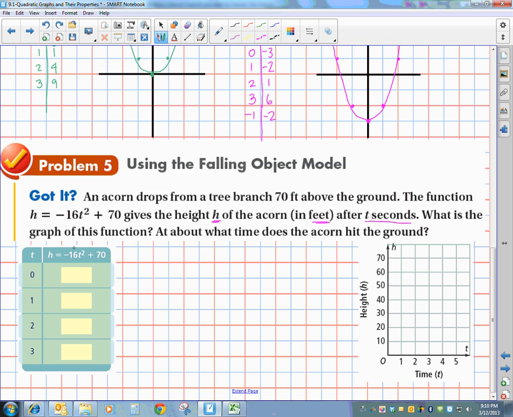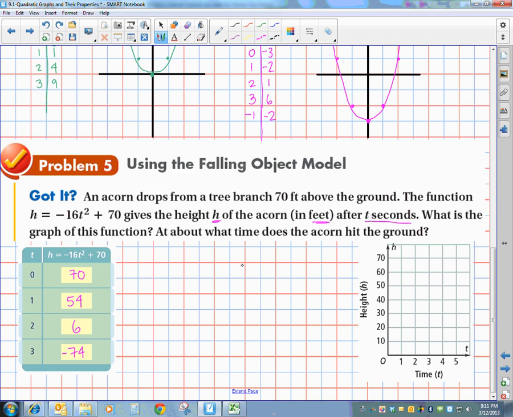When we plug in 0, my variable term is 0 plus 70, so I'm going to have 70. If you plug in 1, you're going to get 54. If you plug in 2, all I'm doing is 2 squared is 4. 4 times negative 16 is negative 64, and negative 64 plus 70. But I know y'all can put that in your calculator. And when you plug in 3, you're going to end up with negative 74.